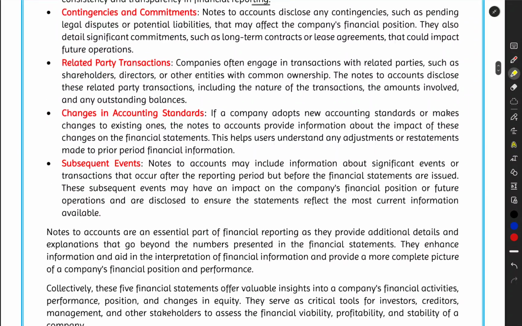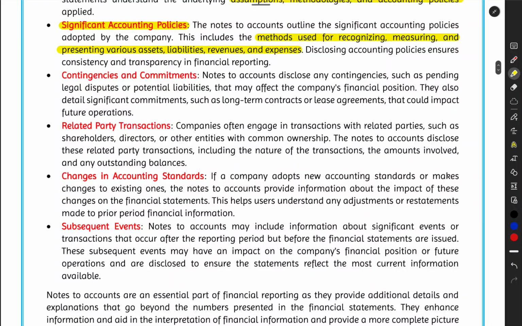So if you want to know whether a company is following the straight line method or the written down value method for depreciation, you can go and look at the notes to accounts. In the significant accounting policies, you will find that. If you want to know how the company calculated provision for bad debts, go to notes to accounts and check significant accounting policies. You will find that there.